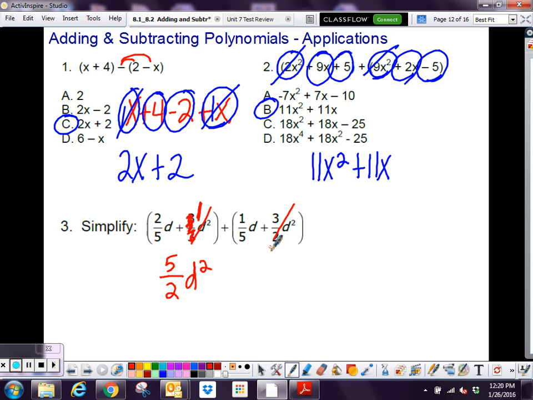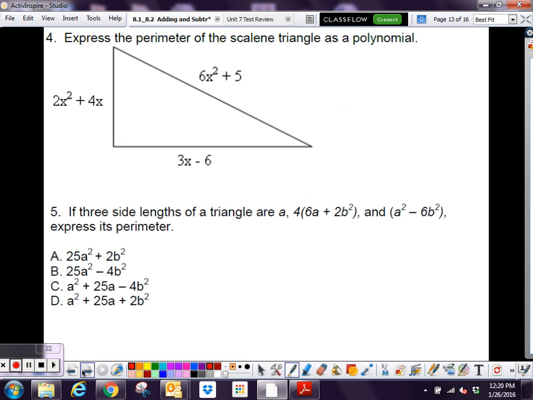Mark those out. And then I have 2/5 d plus 1/5 d. They have a common denominator, so those are easy to add. That would be 3/5 d. There we go. There's our answer.